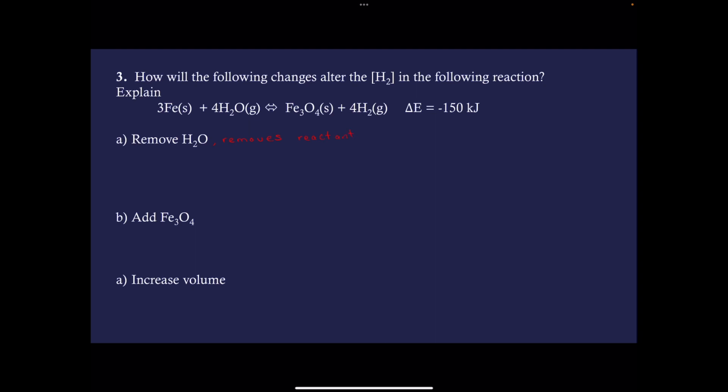So remember, if we're going to remove something, our equilibrium is going to shift to replace what we removed. So if we removed a reactant, we have to shift towards the reactants to replace it. So our equilibrium shifts in the reverse direction. The result of that is it's going to produce more reactants, and it's going to use products.